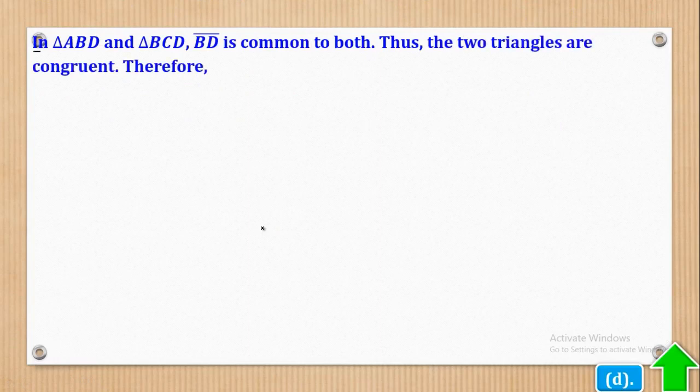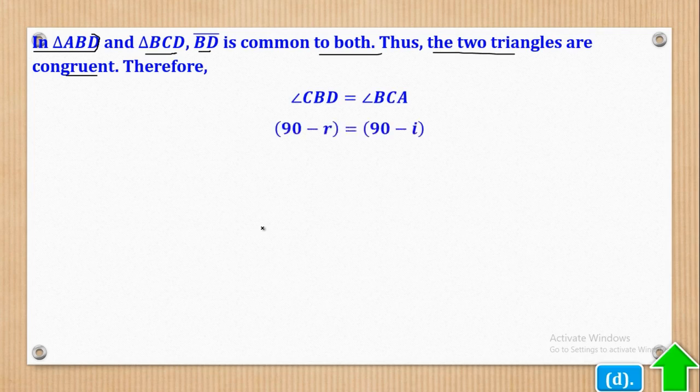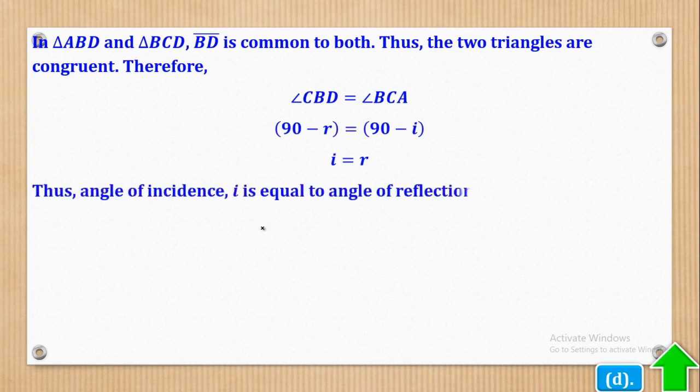So you can see that in triangles ABD and BCD, BD is common to both. Therefore, the two triangles are congruent. That implies that angle CBD is equal to angle BCA. And this angle is 90 minus R, or this angle is 90 minus I. Therefore, I will be equal to R. Therefore, the angle of incidence I is equal to the angle of reflection R. So basically, that's what they wanted.